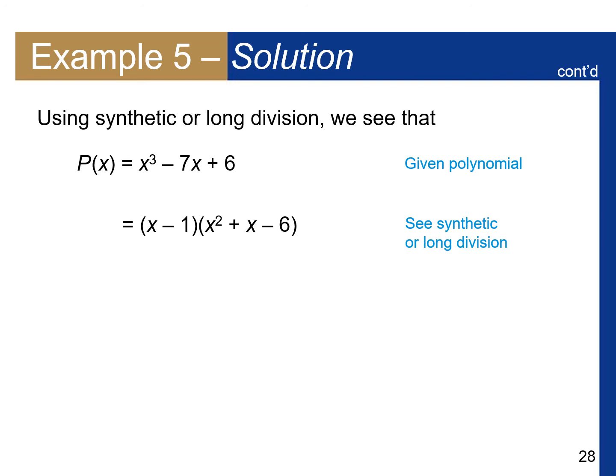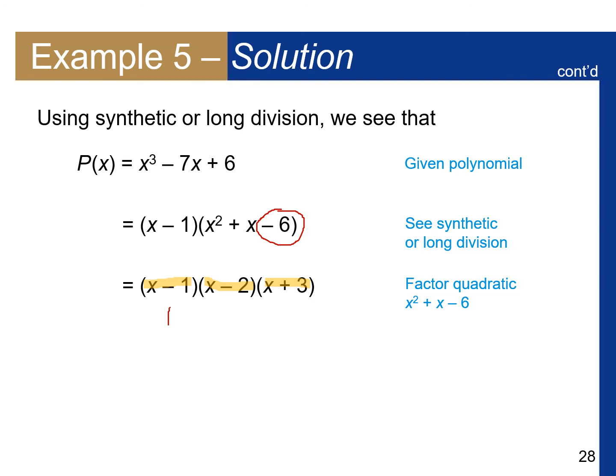Now I want to take a look at this and say, will this factor? And it does. So the very nice thing about it is that now I have all of my solutions to this cubic polynomial I just solved, the whole thing. I see that my zeros are going to be 1, 2, and -3.